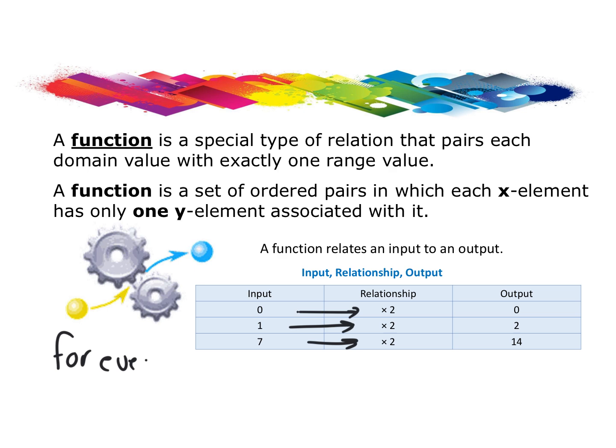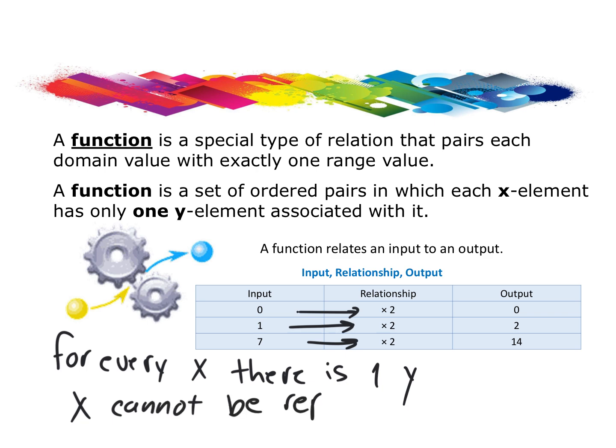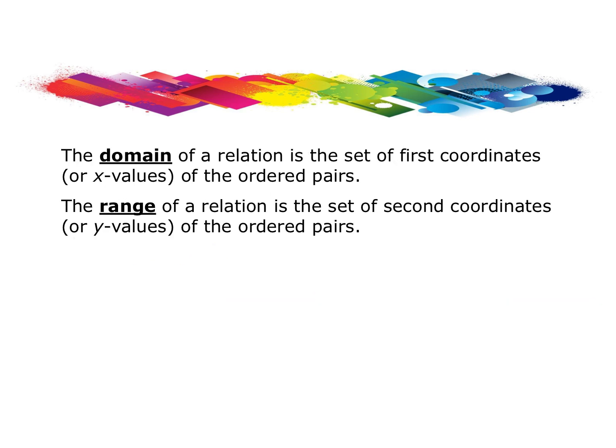So for every x, there is one y. And the x cannot be repeated. This will be easier to spot when we see the charts and we see stuff with actual numbers. So the domain of a relation is the set of first coordinate or x values of the ordered pair, and the range of the relationship is the set of the second coordinate or the y values of the ordered pair.